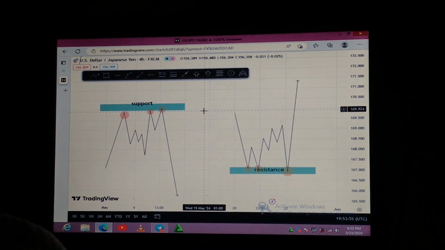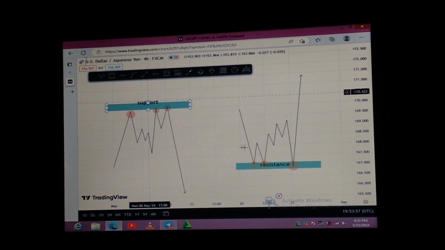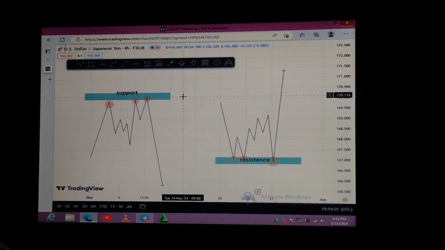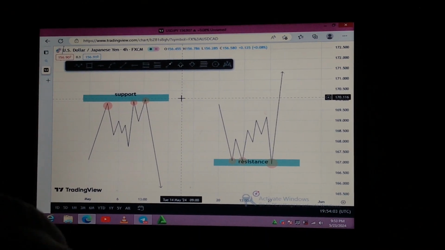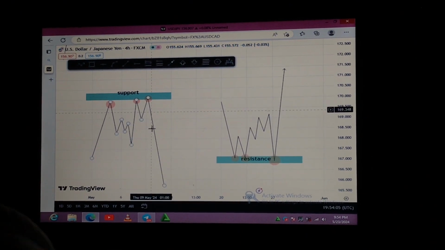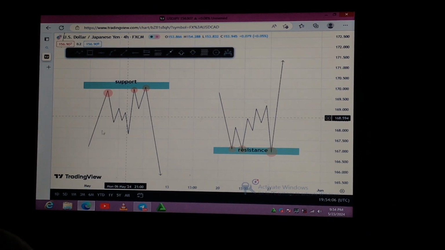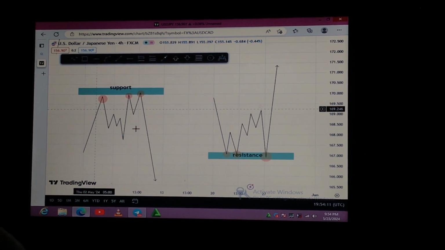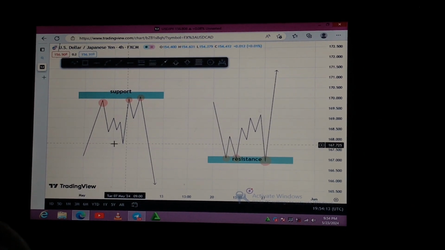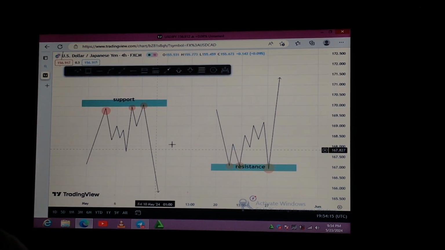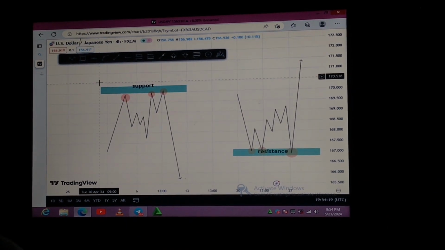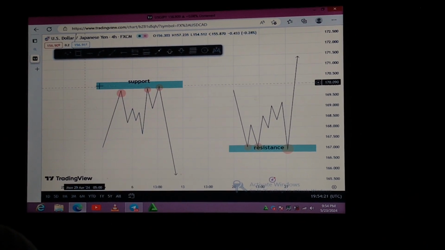So for now we're going to be focusing on support and resistance. I'm basically going to show you how to trade using support and resistance. As you can see on my left, I have a support, right? I'm going to explain what's happening and how support works. Support is just a level. This thing right here, it's a level.